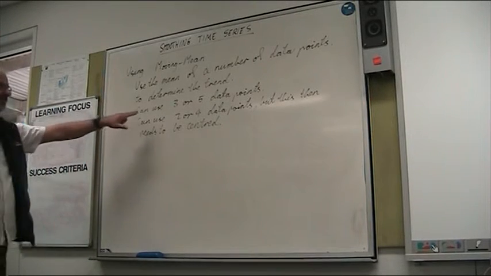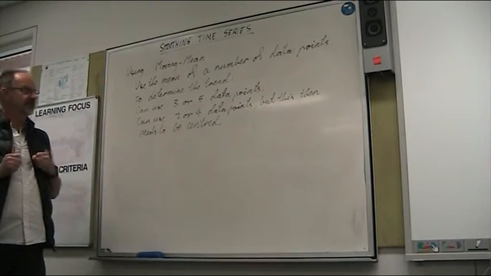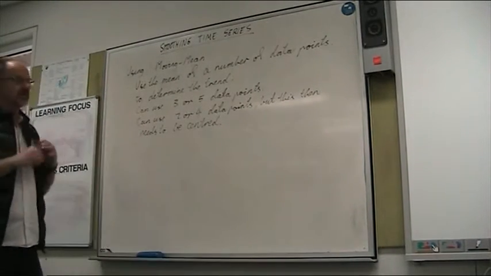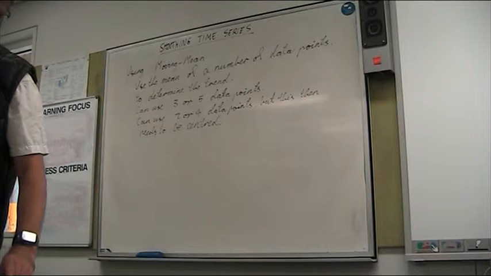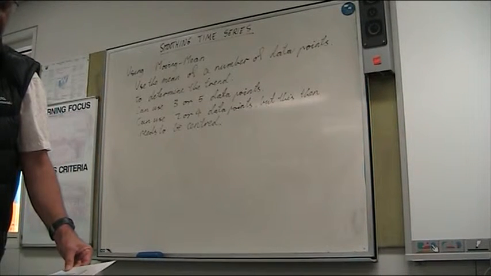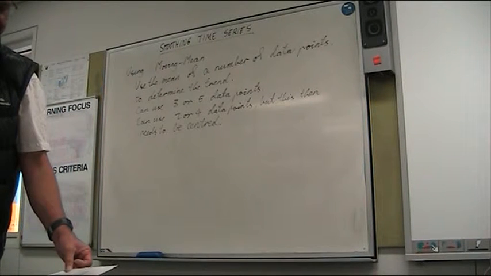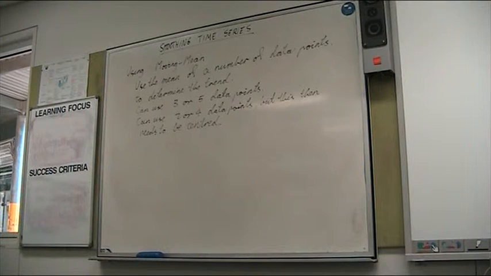So if we use the 3 moving mean, you just get 3 data points and find the average. If you use 5, you get 5 data points and use the average. And then we use those averages and plot those if we wanted to. Write that down, and then we'll do an example.